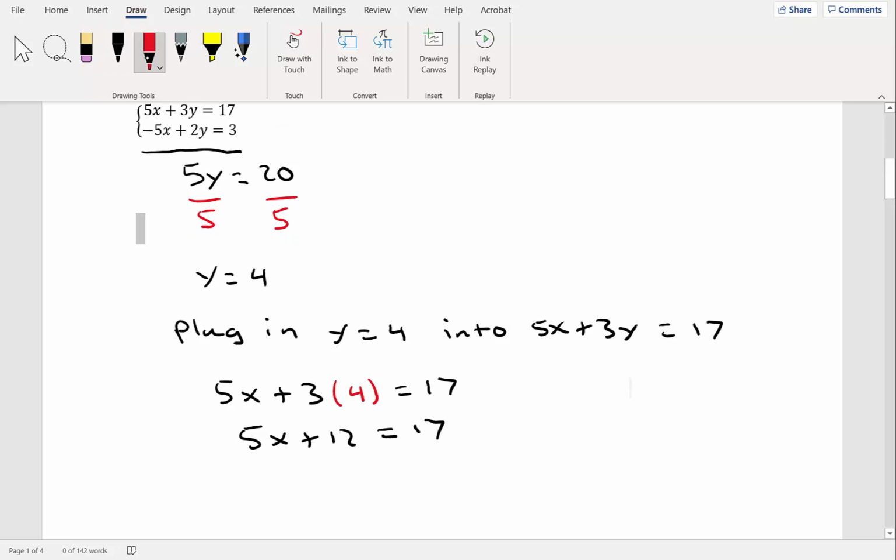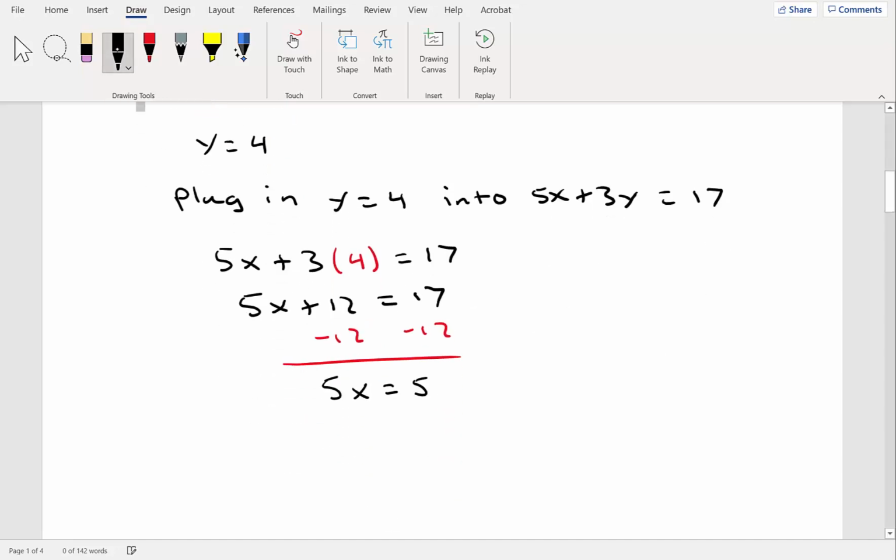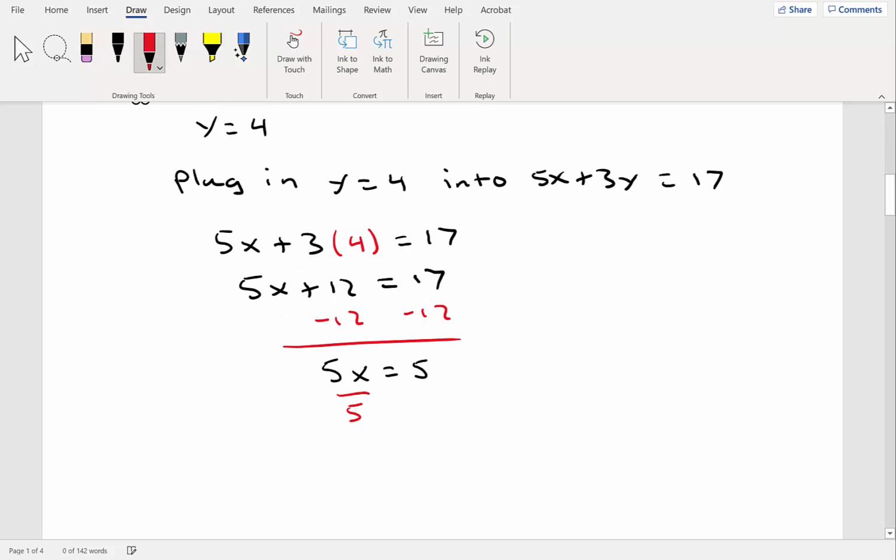Let's continue now to solve for x. Subtract 12 from both sides. We get 5x is equal to 5. Now let's go ahead and divide both sides by 5. So we get x is equal to 1. Now we have our x solved for and we have our y solved for. Let's go ahead and write it as an ordered pair. We have (1, 4). And now we have our solution.